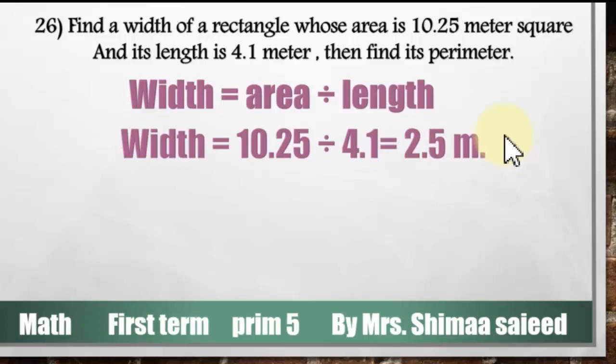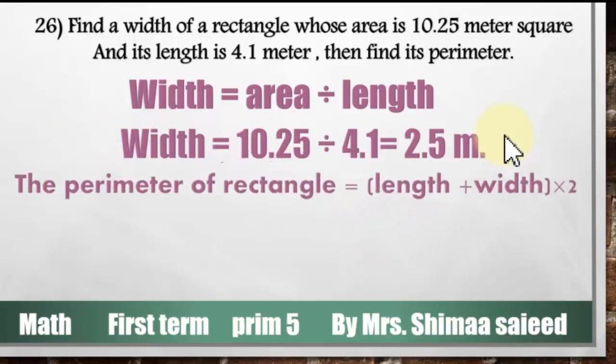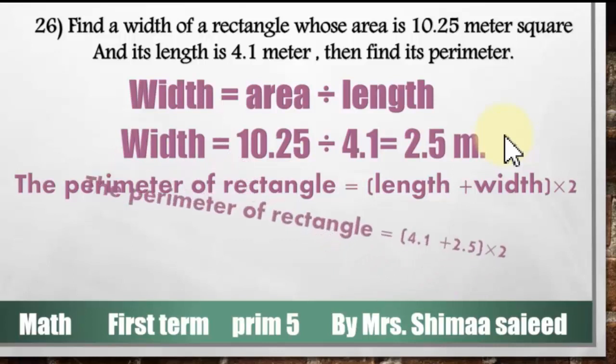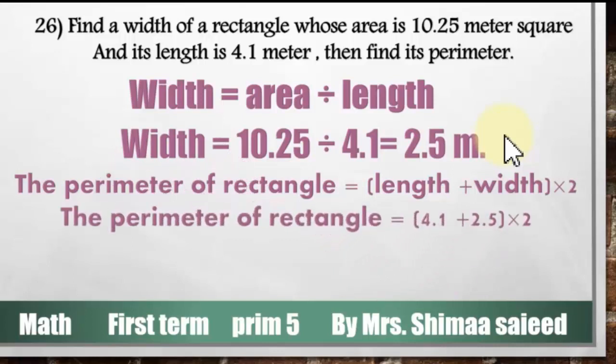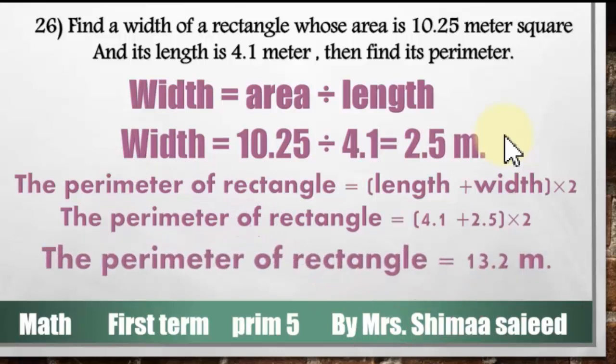Now if I want to find its perimeter, the perimeter of rectangle equals length plus width all times 2. So 4.1 plus 2.5 all times 2 equals 13.2 meter.